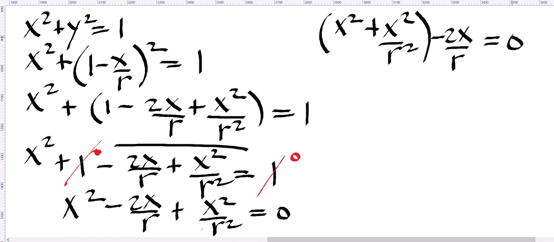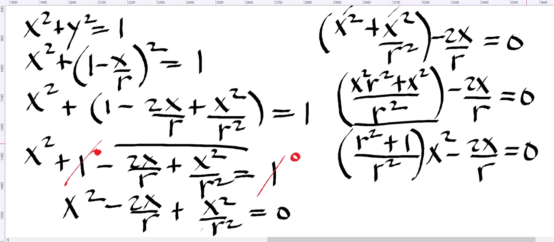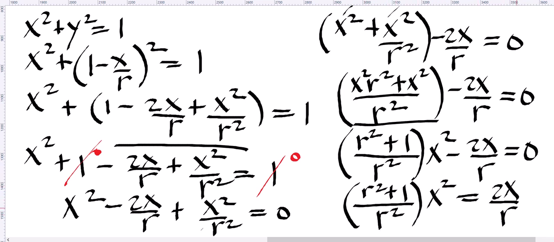Combining these two terms, we now have x squared plus r squared plus x squared all over r squared, minus 2x over r, is equal to 0. Let us now factor out x squared in this portion of our equation. So we're going to have the quantity r squared plus 1 all over r squared, times x squared, minus 2x over r equals 0. This may be rewritten into the quantity r squared plus 1 all over r squared, close quantity, x squared equals 2x over r.